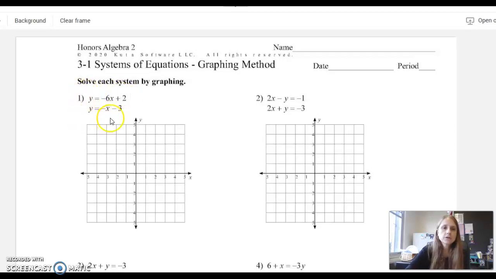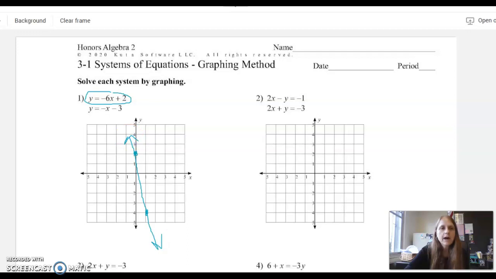So you can see the first two here are already in slope-intercept form, y equals mx plus b. So this first equation here, I could see would start at +2. And then the slope is -6, which means I go down 6, 1, 2, 3, 4, 5, 6, and right 1. And this gives me my first line.